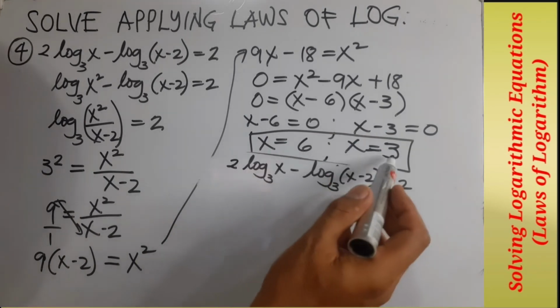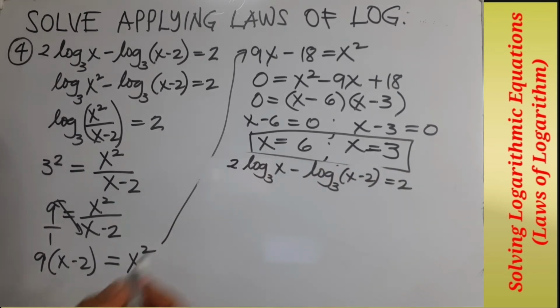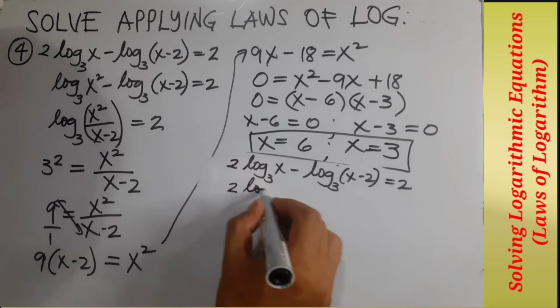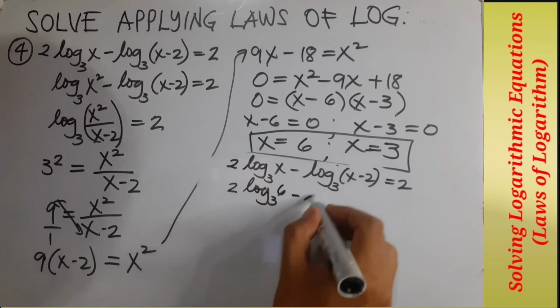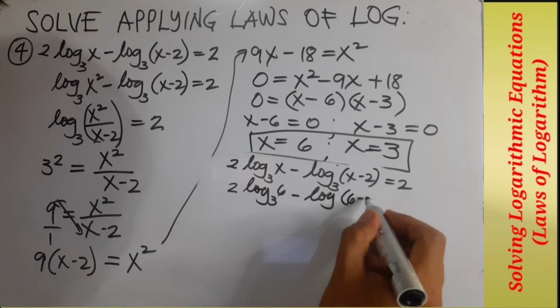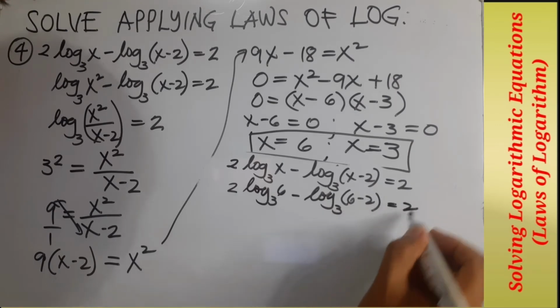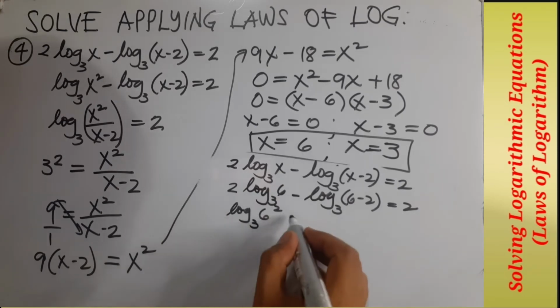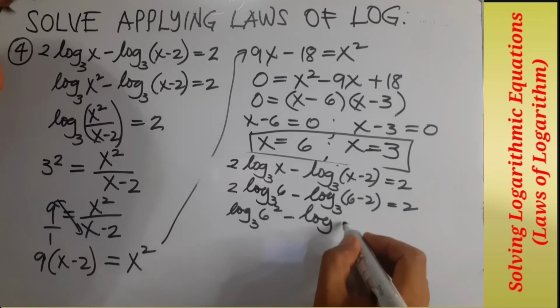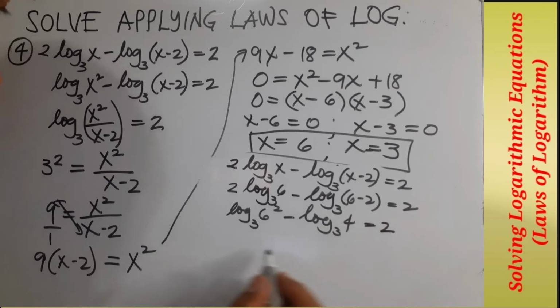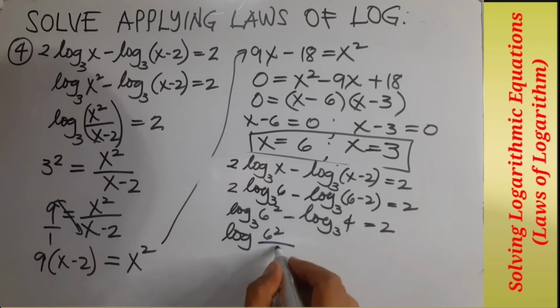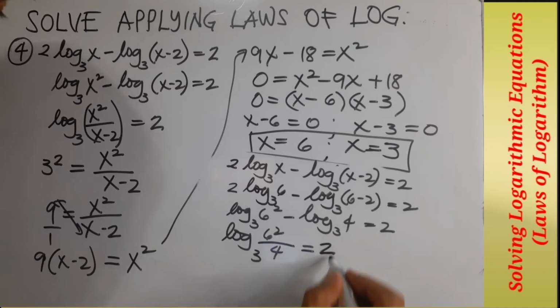To determine if 6 or 3 or both of them are the solutions, we need to substitute and check in the original logarithmic equation. So we have 2 log of 6 with base 3 minus log of quantity 6 minus 2 with base 3 equals 2. Applying the power rule, we have log of 6 squared with base 3 minus log of 6 minus 2, which is 4, with base 3 equals 2. Applying the quotient rule, we have log of 6 squared over 4 with base 3 equals 2.